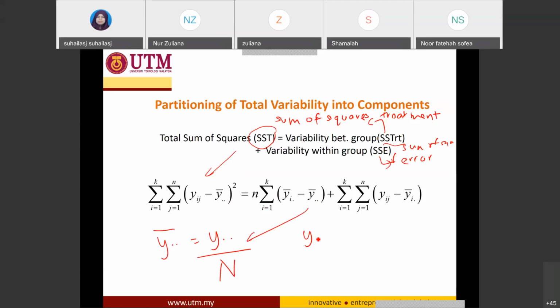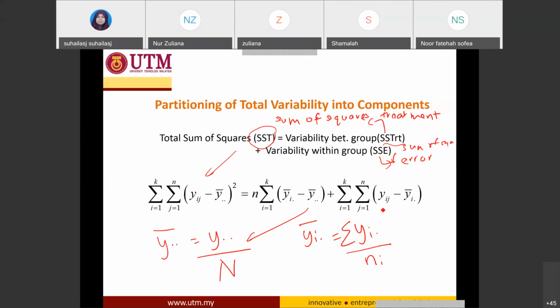Okay, Y dot dot yang ni. So kalau Yi dot is just your Yi dot divided by your Ni. Okay, kamu punya total tu, Yi dot divided by Ni. Okay, total for first treatment divided by number observation dia berapa? Itu kamu dapat dia punya mean for the first treatment, mean for the second treatment and so on. Okay, Yi dot minus dengan grand mean. Okay, so itu variability between group, sum square treatment.